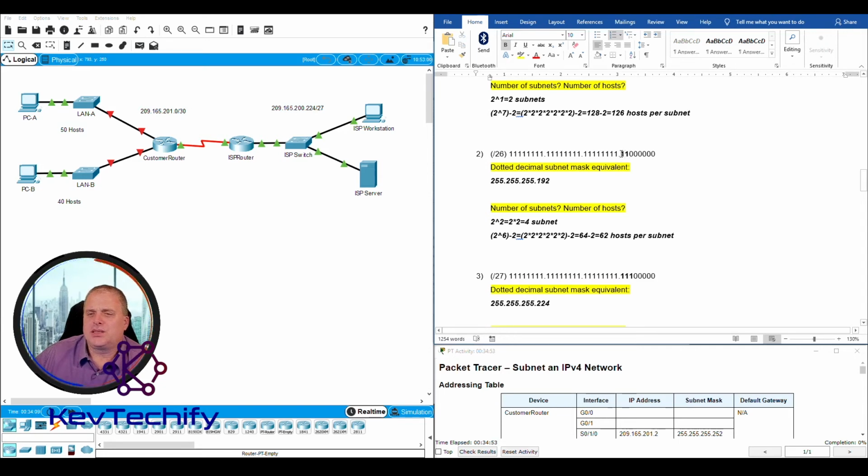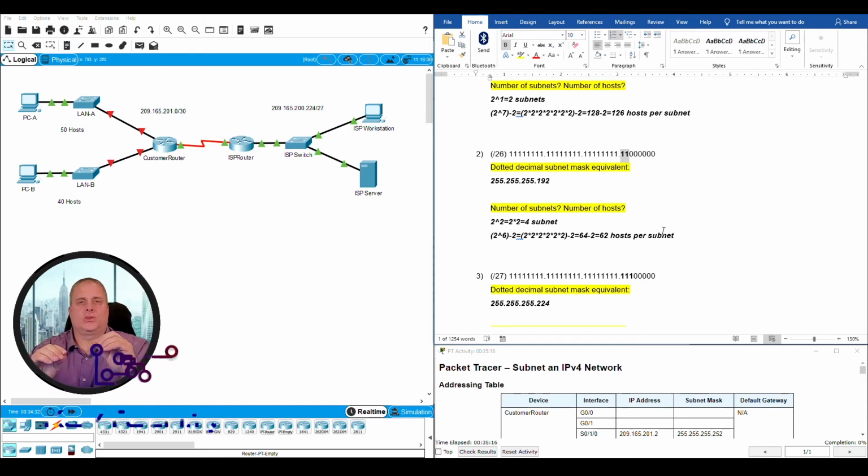Borrowing these 2 bits, we need to figure out all the different possibilities. The different possibilities are 00, 01, 10, and 11. You start off with 00 in those 2 bits we borrowed. Add 1 to that. 0, 0 plus 1 gives you 0, 1. That's the start of our second network.